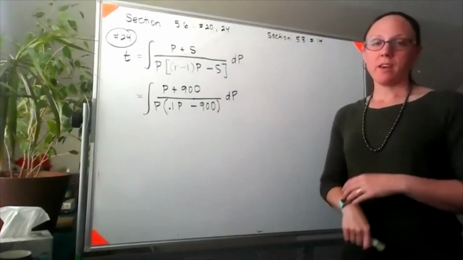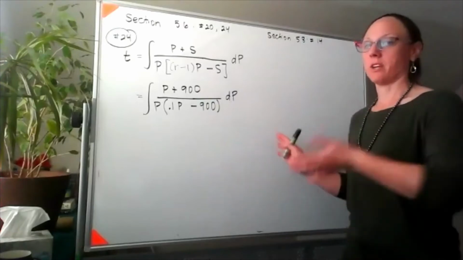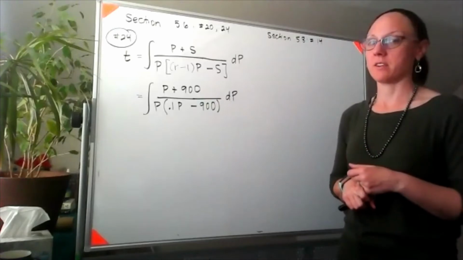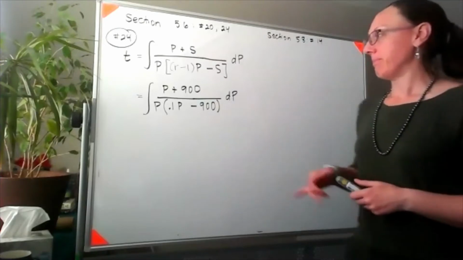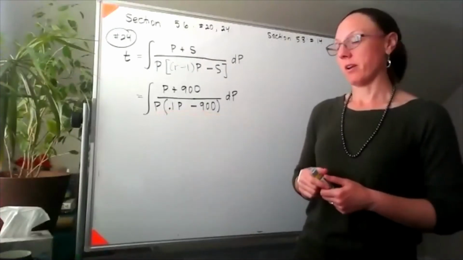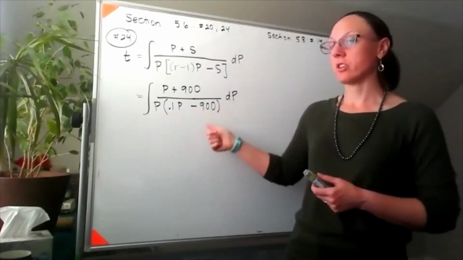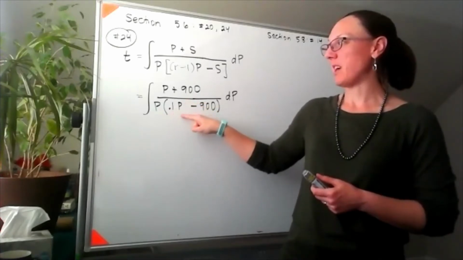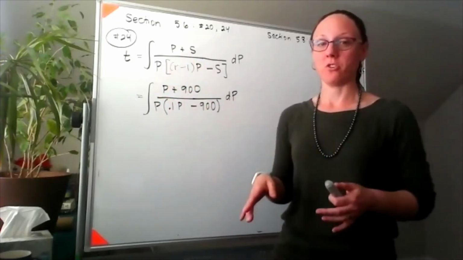Well, the numbers are messy, and we could decide whether we wanted to worry about that or not. I'm just going to move forward with the messy numbers. So if I look at this, the first thing I'm going to check for is, is it possible that there's a U substitution here? If I were to distribute that P in on the bottom, I'd have 0.1 P squared minus 900 P. And if I took the derivative of that, I'd have 0.2 P minus 900, which really looks nothing like the numerator. So it's not a U substitution.